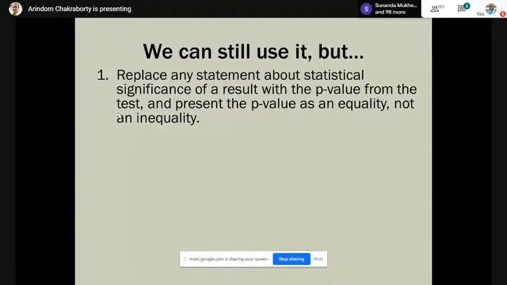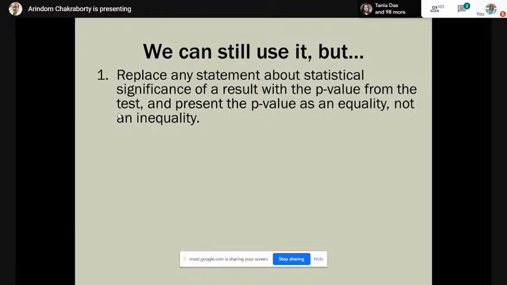So these are the recommendations given by the American Statistical Association. The first thing is to replace any statement about statistical significance of a result with the p-value from the test, and present the p-value as an equality, not an inequality. So what does it mean actually? For example, if you have p equals 0.03, you should never write p less than 0.05. You just write p equals 0.03.